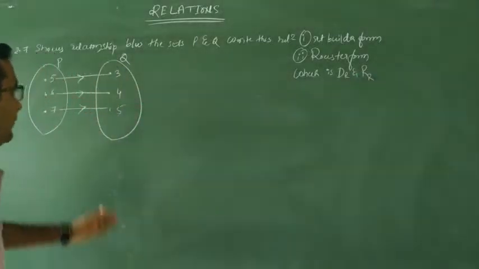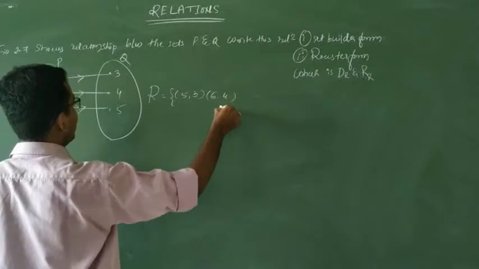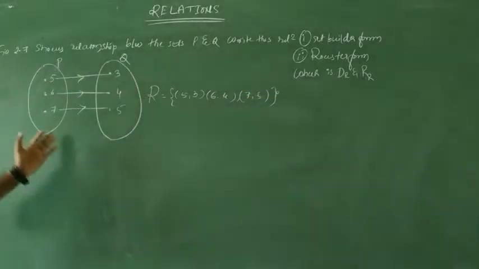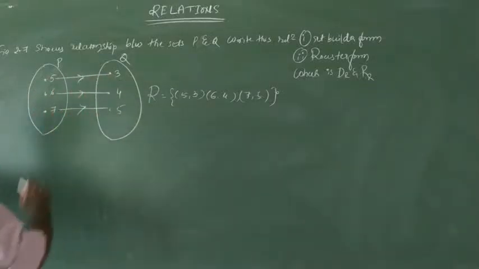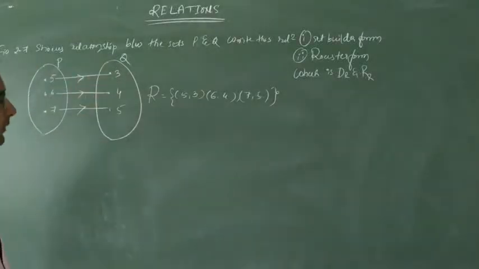For the roster form, by watching this diagram, I can write down this relation directly as 5, 3; 6, 4; and 7, 5. This is nothing but the roster form, because in this diagram they have clearly given the relationship between P and Q. So you can say x, y, where x belongs to the first set and y belongs to the second set.